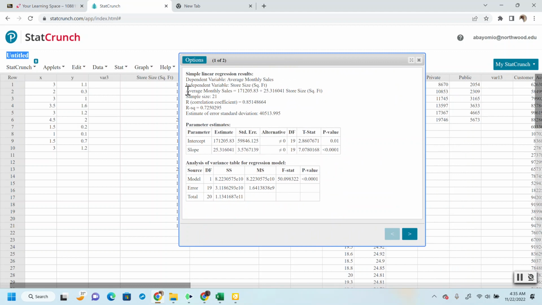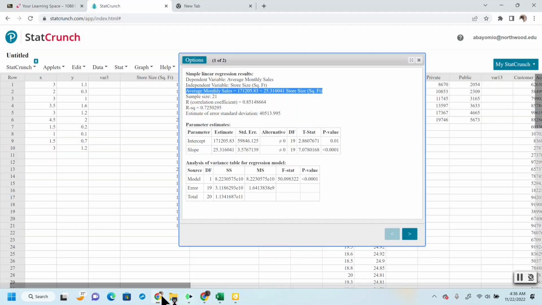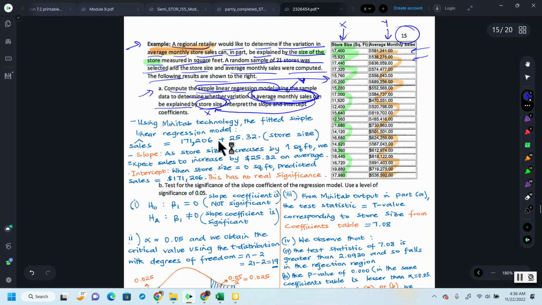So in this case, we see the regression equation in this context. And so we have predicted sales, this is the predicted Y, is equal to 171,206 if we're rounding off to a whole number. And you have the regression slope here. So bringing that here, we have this piece here. So we want to interpret the slope and the intercept coefficients. For the slope, that is 25.32, the number beside X.